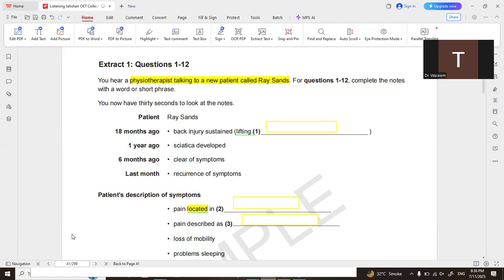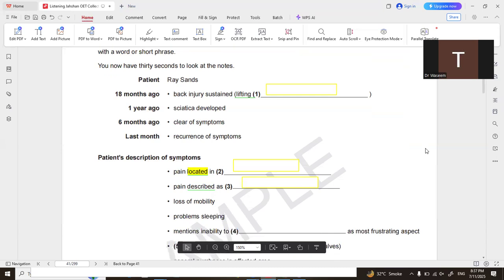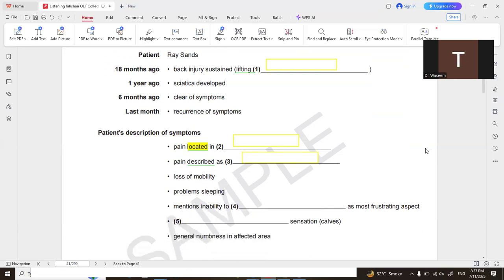Okay, it could be somewhere nearby the back area. Okay, he described the pain. He has described it as intense pain, severe pain, worst pain. This is the description, a simple word description that the patient can give you.